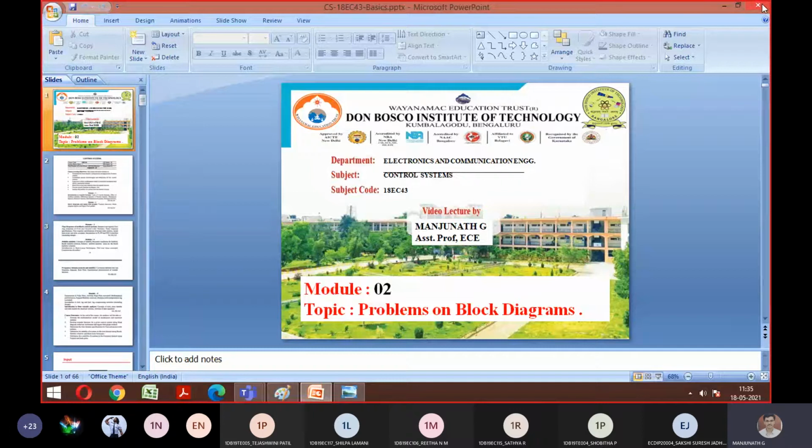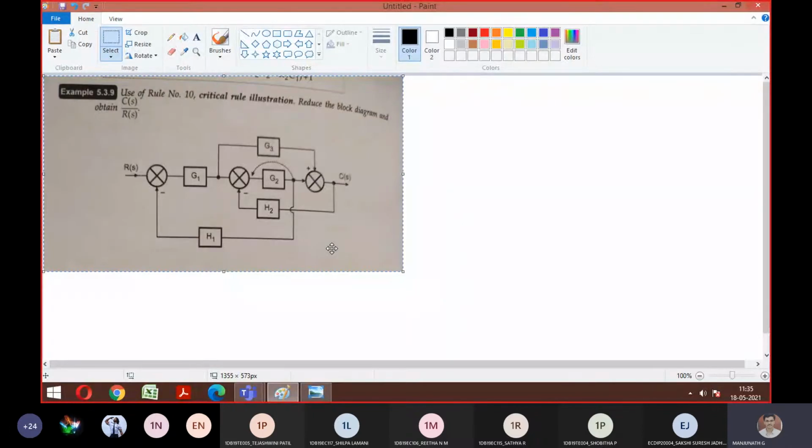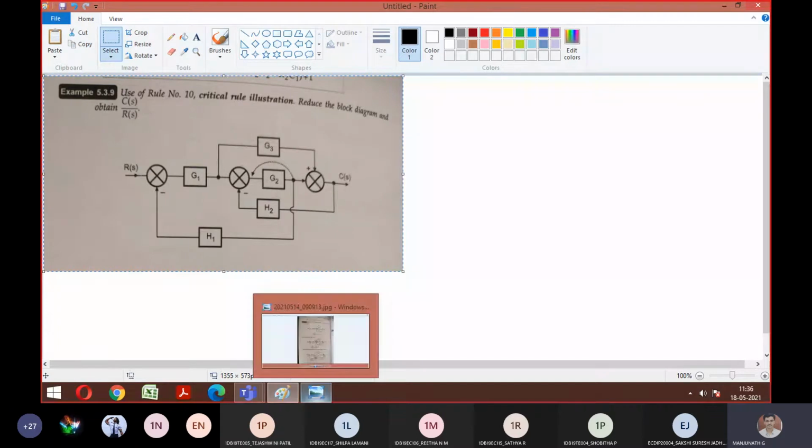Let's proceed then. You can see the question here. Clearly they may tell you to use rule number 10 or 11, whatever it is; in general, they may give a hint that it is a critical rule. It is a combination of rules 10 and 9 also, depending upon the problem, so you need to use block diagram reduction. This is the last type of problem you can expect. A few times they won't mention that you have to solve using critical rules, but by seeing the question you should be able to judge.